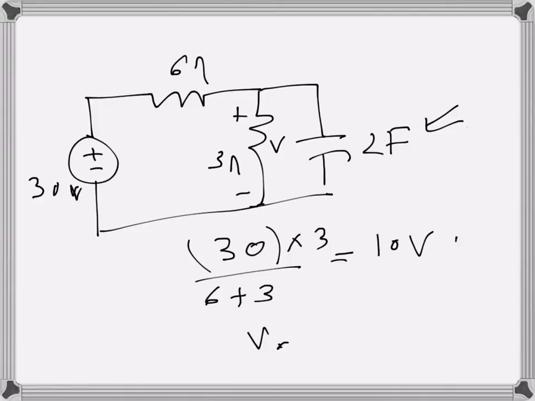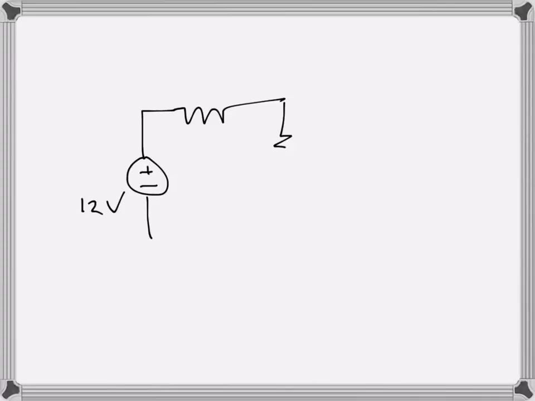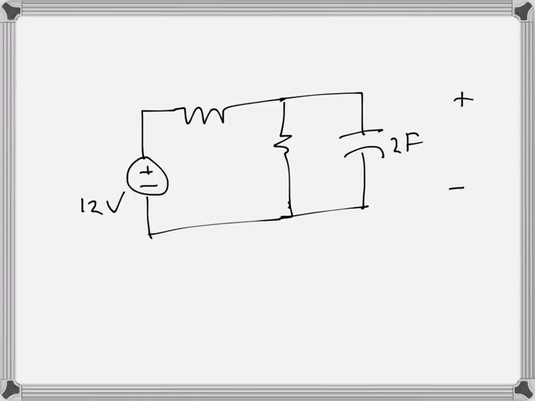So V0 is 10 volts, so we can write V0 here, which is 10 volts, which is the voltage stored at the capacitor. Now when the switch is in this position, we can redraw the circuit. Now we can ignore the other voltage source, which is the 30 volts voltage source. This is the new circuit now, and this is the capacitor, which is of 2 farad, and it has now a stored voltage of 10 volts, and 6 ohms here, 3 ohms here, and 12 volts.